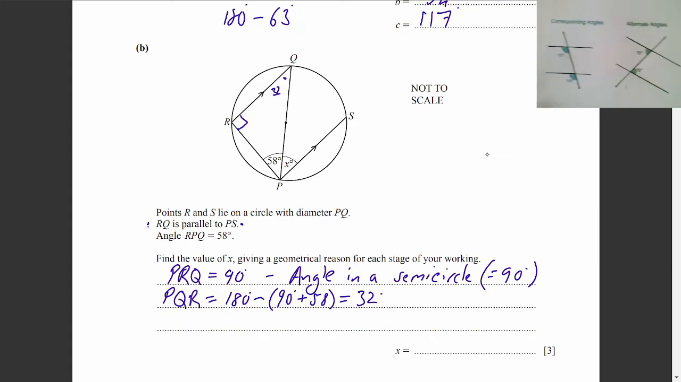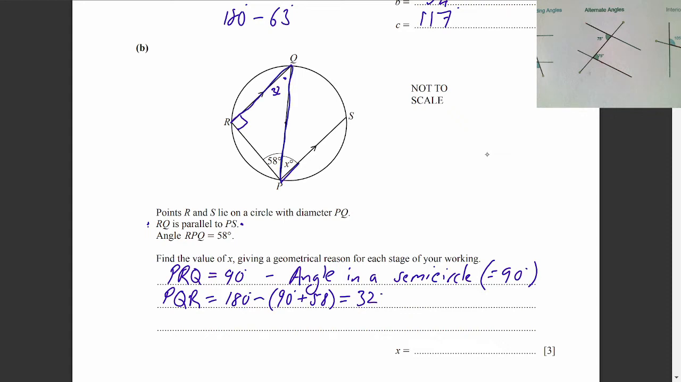And we're looking at these. This is the one we're going to use. If you look here, we got a clear Z angle, which means X is 32 degrees. So we can write X equals, well, angle PQR to be thorough, which equals 32 degrees. And the reason for this would be not Z angles, please don't write Z angles, alternate angles.